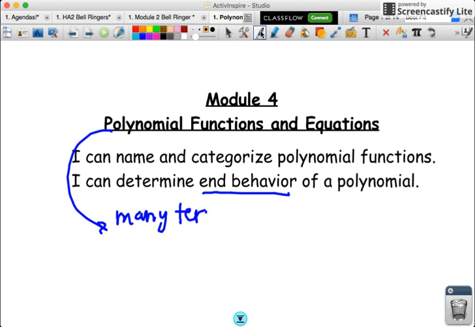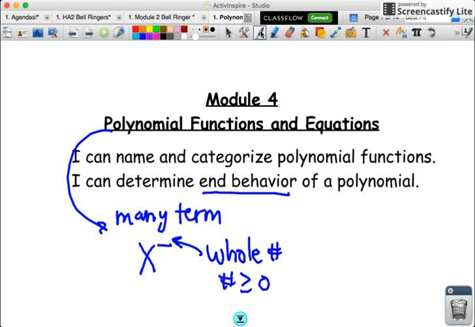And I'm looking for my variable to be raised to some degree. Now this degree has many qualifications. It has to be a whole number, and that number needs to be greater than or equal to 0. You can technically have 0 because x raised to the 0 is equal to 1. That is still considered a polynomial, because it's not linear, it is a constant term. So this is possible to have, and would be considered a polynomial.